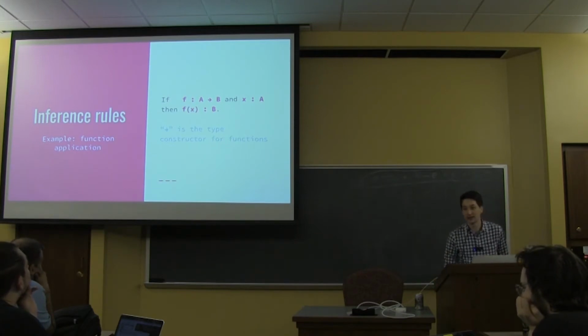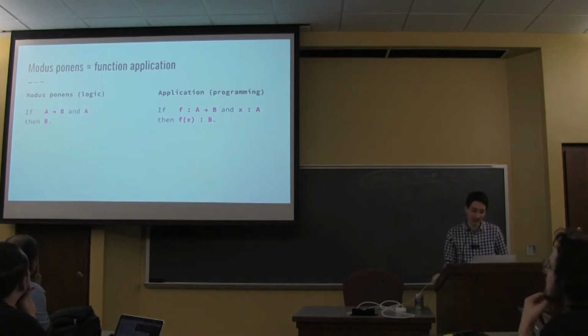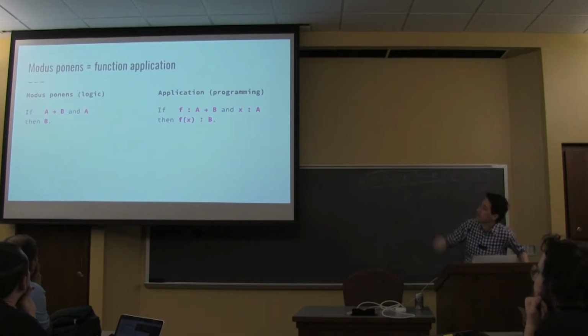Now, I think probably many of you can see where this is going. If we put these rules side by side, so on the right we have the application rule for programming, and on the left we have modus ponens from logic. Now if you squint your eyes a little bit, it sort of looks the same, doesn't it? Not quite the same, because on the right we have f and x and f of x, and those don't occur on the left side.